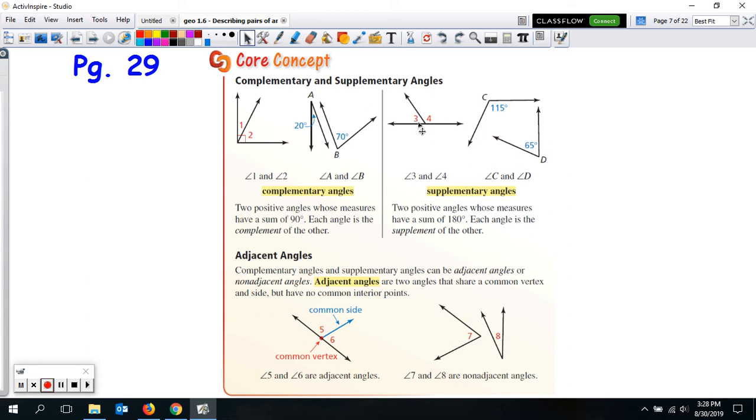You could definitely see 3 and 4 add up to 180 because it's a straight line. Straight angles are always 180. And again, you can also call it the supplement. So 65 is the supplement of 115 because they add up to 180.